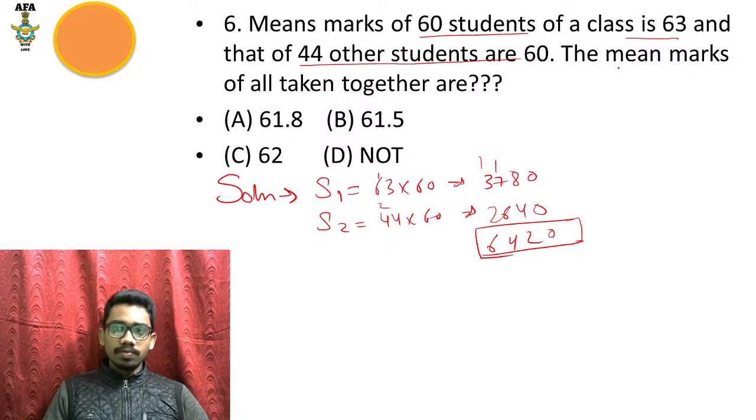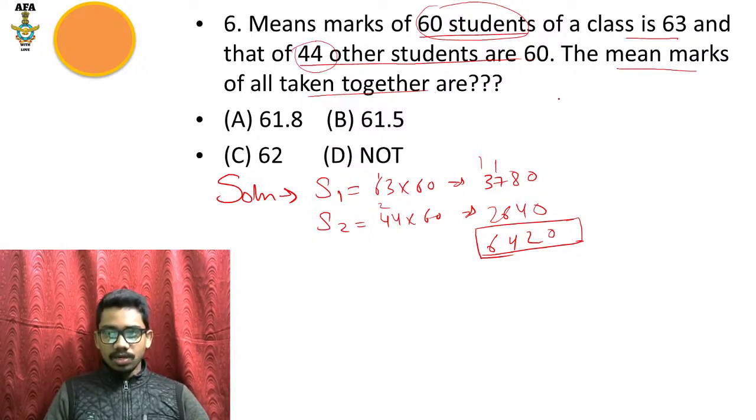We need to find the mean marks of all taken together. So 60 students are there at first, and their mean marks is 63, and that of 44 other students is 60. So the total number of students is 104.